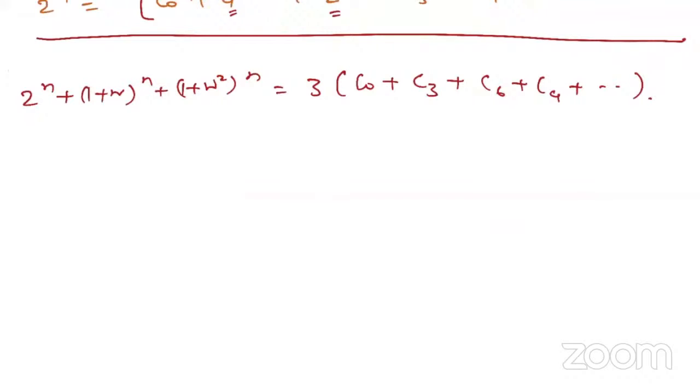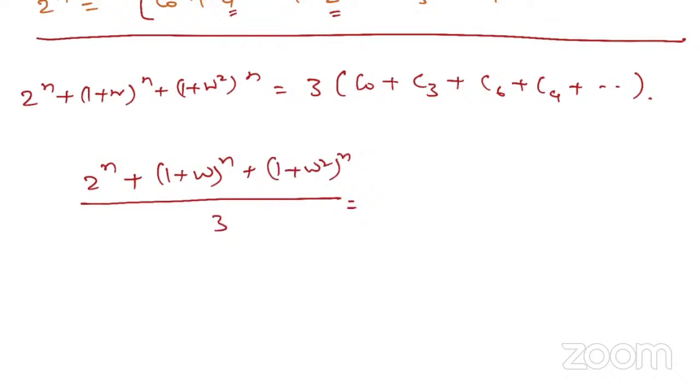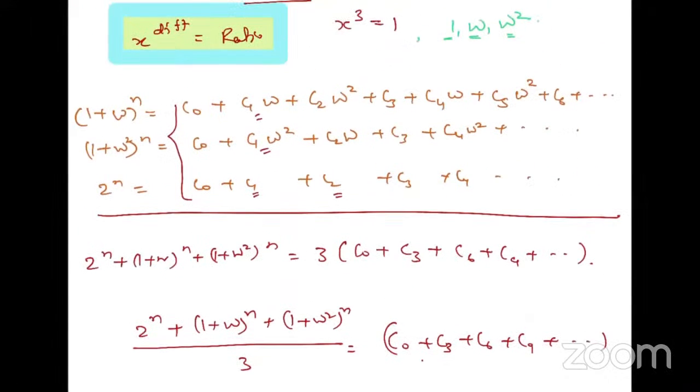So overall what you are getting is 2 to the power n plus (1 plus omega) to the power n plus (1 plus omega square) to the power n, upon 3. So this is c0 plus c3 plus c6 plus c9, right? So directly you are getting the answer of this, right?